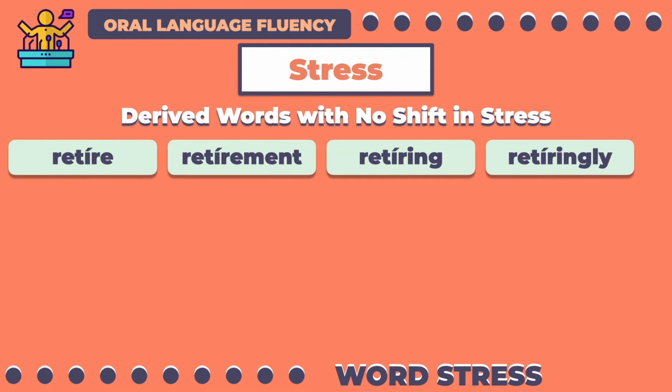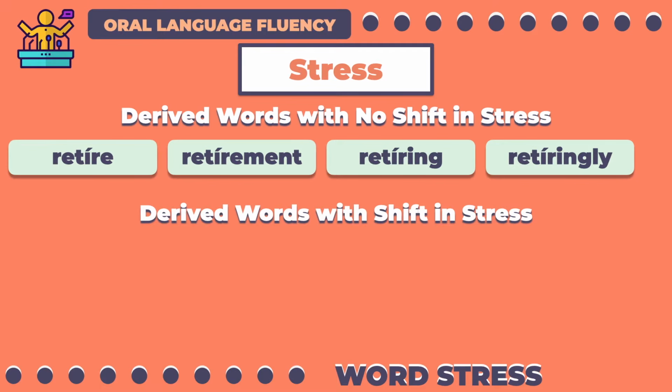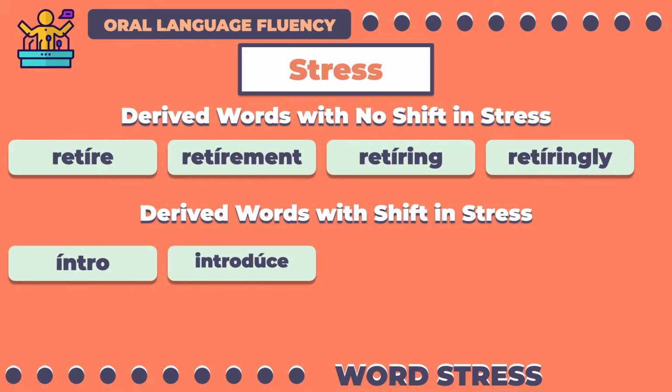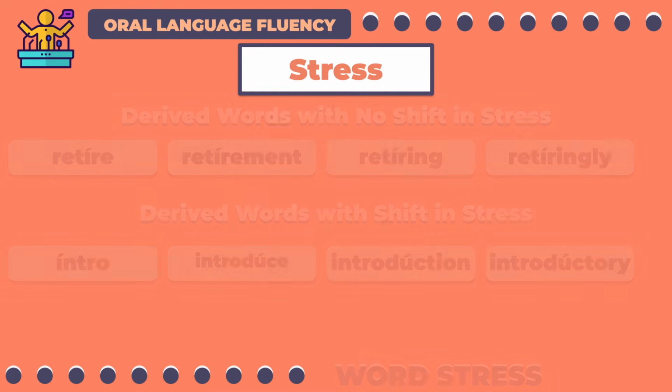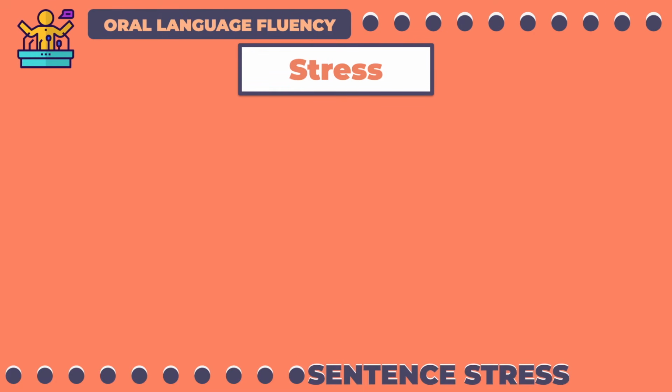But there are also words that, when derived from the root word, have a shift in stress. For example, intro, introduce, introduction, introductory. The stress changes position in each word. The second type of stress is sentence stress.